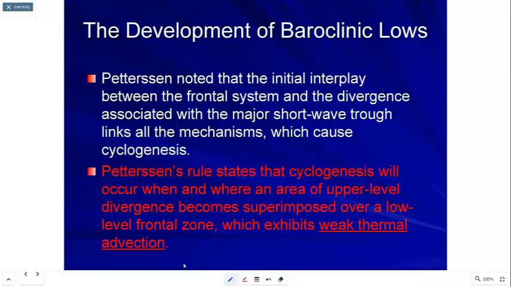Okay, so that's where we'll stop for phase number 1. We'll come back and pick up on Petterssen's rule in video number 2. I'm going to try to limit the size of these videos somewhere between 15 and 20 minutes. So we'll stop here and pick up with the Petterssen rule in video number 2.